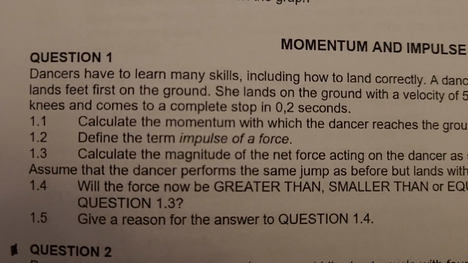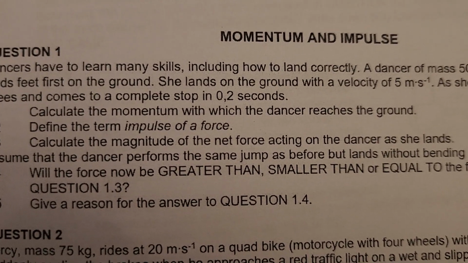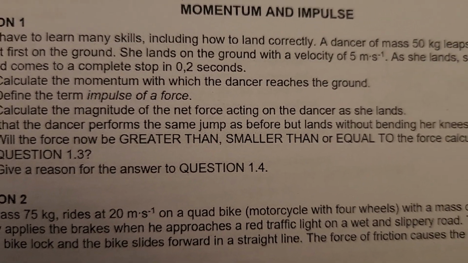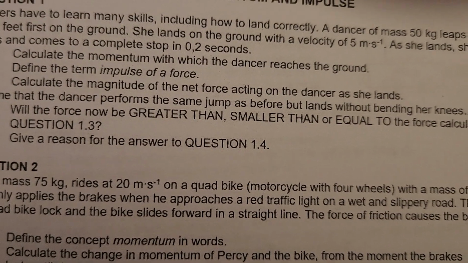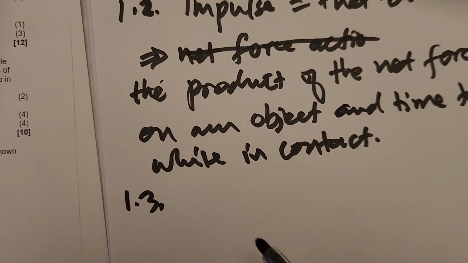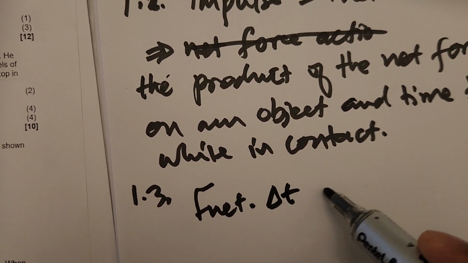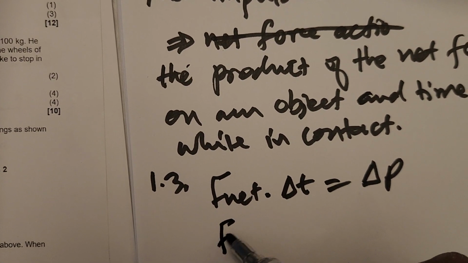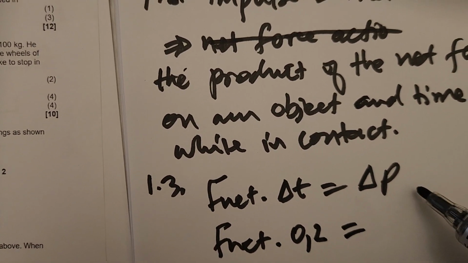We are in 1.3 now. They say to us, calculate the magnitude of the net force acting on the dancer. Now, remember, there's only one formula in this section of momentum that deals with the net force. F net delta t is the change in momentum. We are calculating the net force. The time is given. Change in momentum.